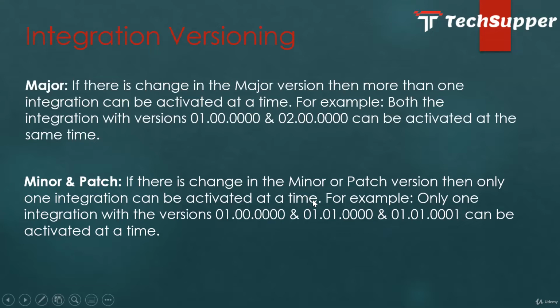So whenever you change the minor or the patch version, let's suppose you are creating 10 integration versions and changing the minor and the patch version only, then only one integration can be activated at a single time. But if you change the major version, then both integrations can be activated at the same time.